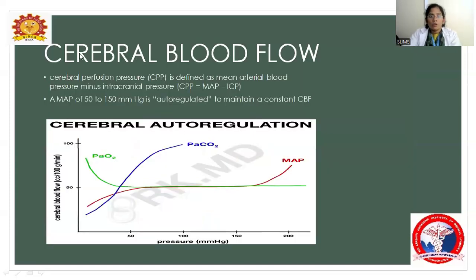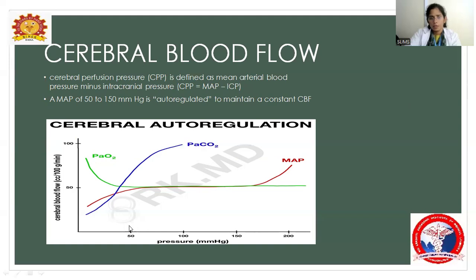Then cerebral blood flow. So cerebral perfusion pressure, what is cerebral perfusion pressure? It is defined as the mean arterial pressure minus intracranial pressure. That is, cerebral perfusion pressure is equal to mean arterial pressure minus intracranial pressure. Whenever the mean arterial pressure lies in the range of 50 to 150 millimeter of mercury, there will be a constant cerebral blood flow. That is, the concept is, even though the BP keeps on varying, the cerebral blood flow should remain constant. But this will occur only in the MAP of 50 to 150 millimeter of mercury. That is, autoregulation will happen only in this interval.